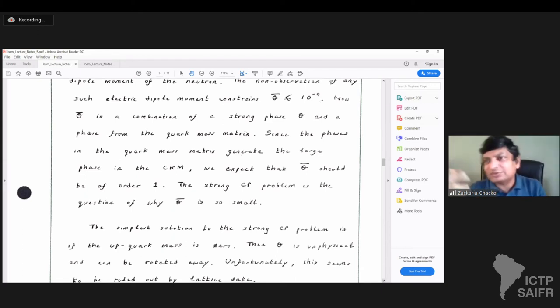I mean, maybe theta bar can't be order one or something, but if it's like 10^-4 or 5, I don't think any physics changes, you know? So we don't really know why theta bar is so small.